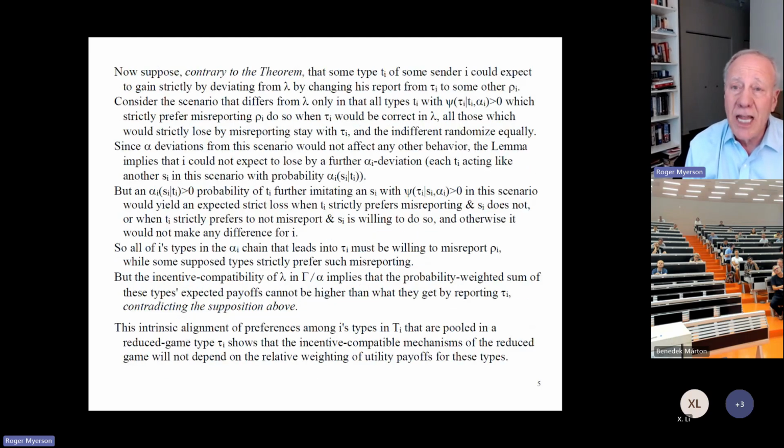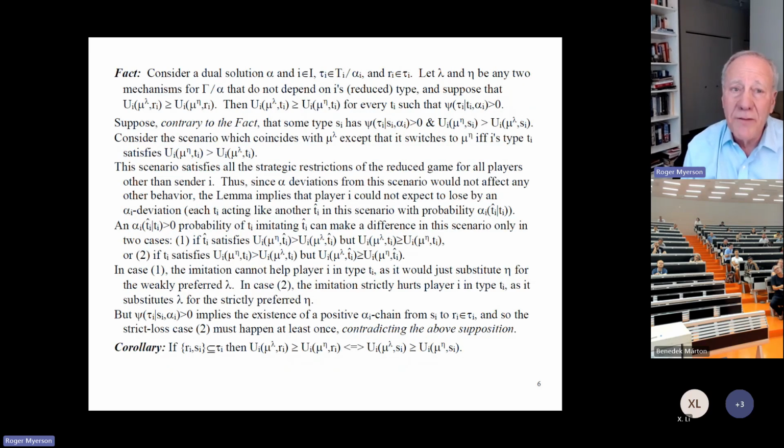Let me actually say, instead of proving the incentive compatibility for the senders, which is straightforward, I'll simply state a different theorem. Consider any dual solution alpha. Alpha is an optimal solution to the dual for gamma. Consider any sender, consider any tau that's one of the reduced types, and consider any Ri, which is one of the types in the original set, in this minimal absorbing subset of Ti, alpha absorbing subset.